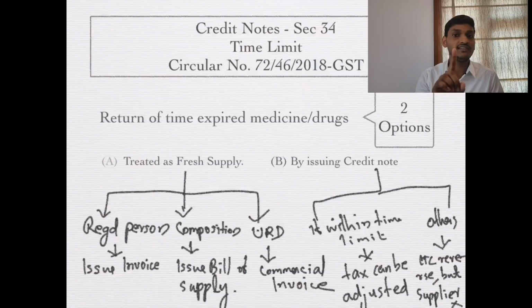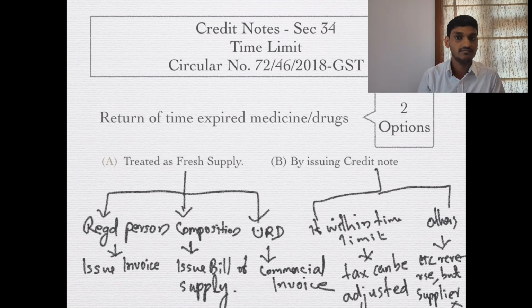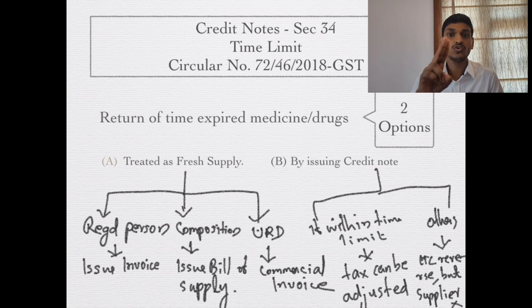One option is to treat that time expired goods as a fresh supply. The second option is to go for a regular credit note. If you treat it as a fresh supply, the recipient has to issue an invoice to the supplier. Generally, medicine manufacturer, distributor and retailer will be the players. Okay, and in this case, the distributor sold some goods to the retailer.